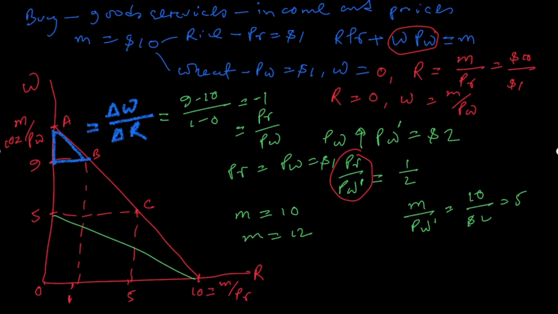Now we can buy more rice and wheat together. For example, now the intercept would be 12, and we can also buy a maximum amount of wheat that is also 12. So we get another budget line that is shifted in parallel. So when income changes, it does not affect the slope, it changes the intercept.